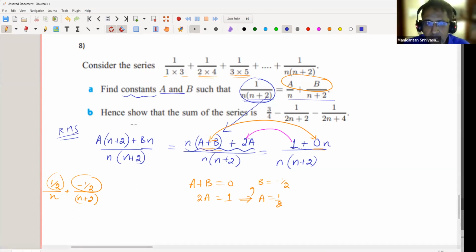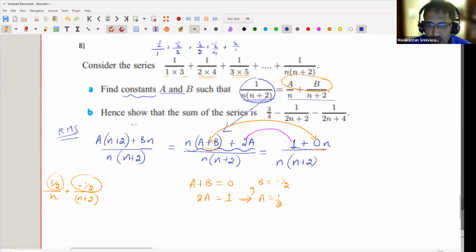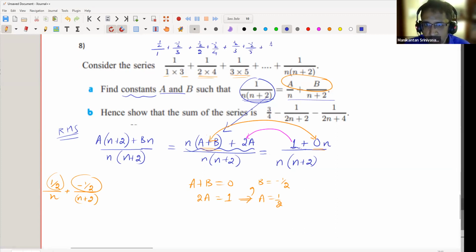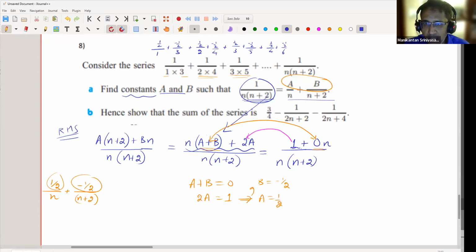So I'll do that for every expression. What am I going to do here? So I'll write this as half by n plus minus half by n plus 2. I'll do the same thing here. Half by n plus minus half by n plus 2. Half by n plus minus half by n plus 2. And so on. Maybe I'll write one more and then the next one will be clear. Minus half by 6. And so on.